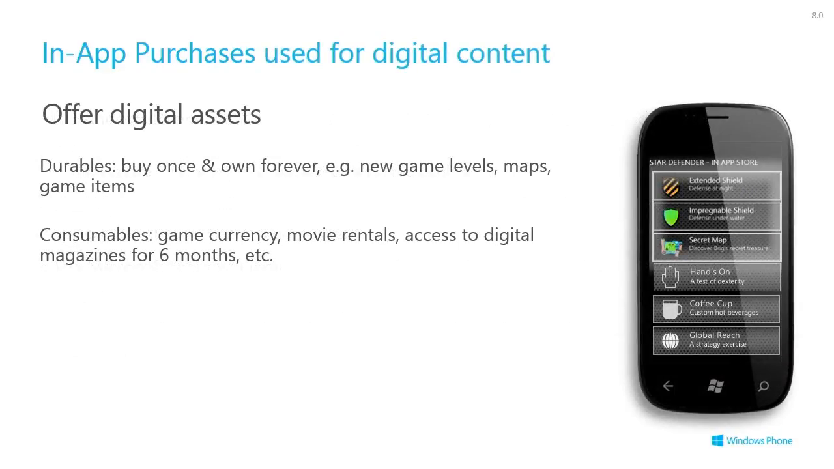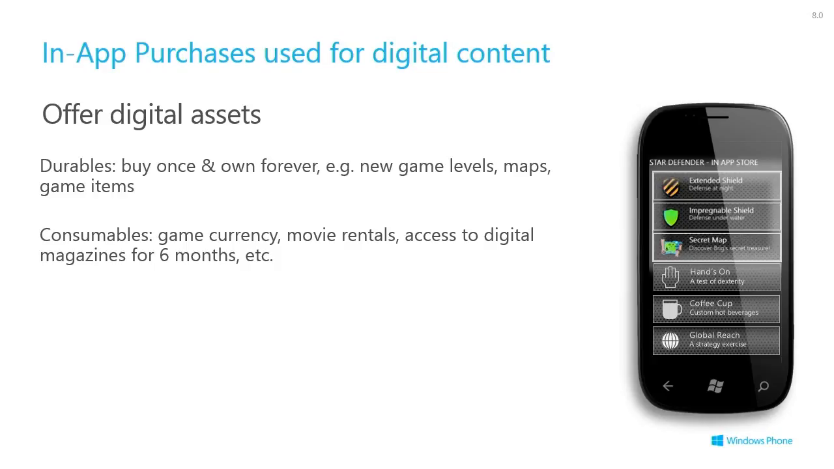There's two kinds of these. Durables, which is the kind of thing that a user buys once and owns forever. So a typical example here is you sell a version of your game which comes with only 1 or 2 levels for free, for example. And then if they want to play further levels, they can purchase them. And once they've purchased them, then they've got those levels forever. Or maps or game items.